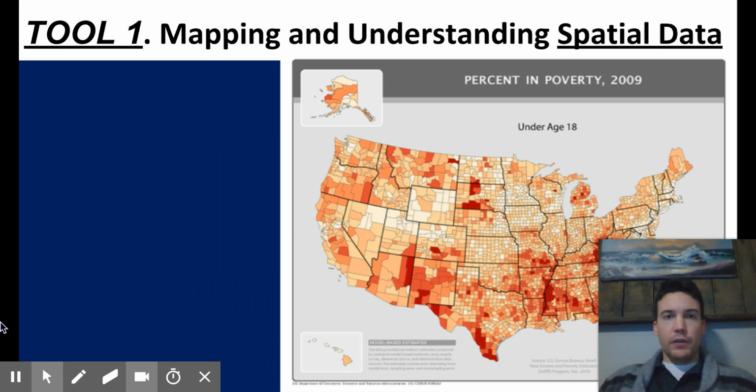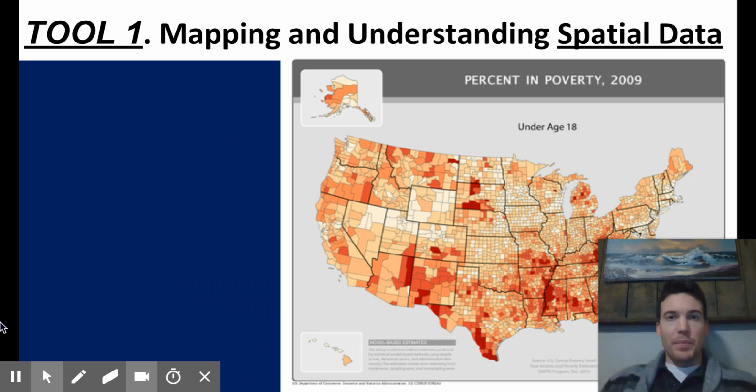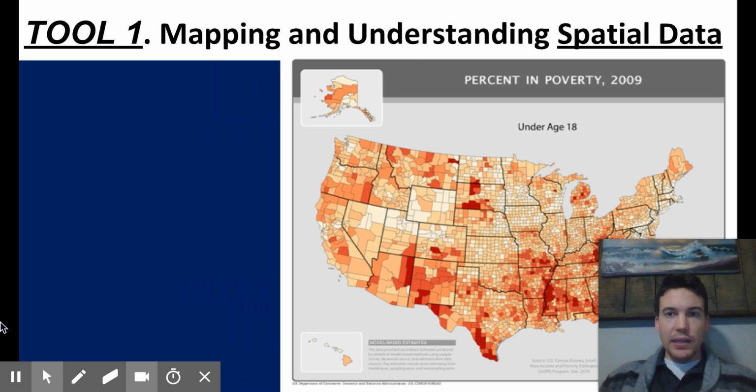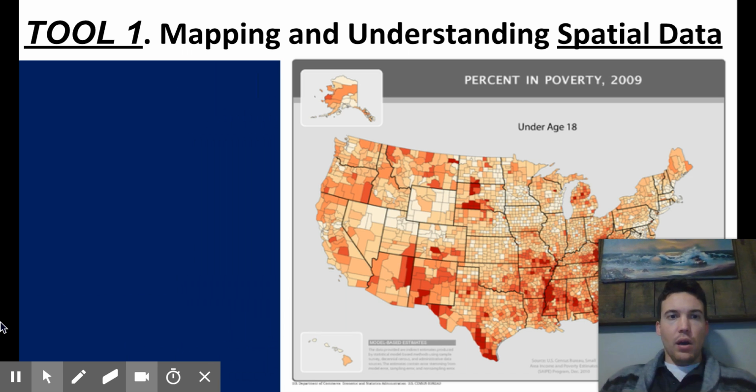Anyhow, the first tool we're going to use is the tool of understanding and mapping spatial data. So make sure you mark that word, spatial data. You should, by the way, be taking Cornell notes on every online lecture I have. There's almost always a quiz after them, and I'll check your notes tomorrow.